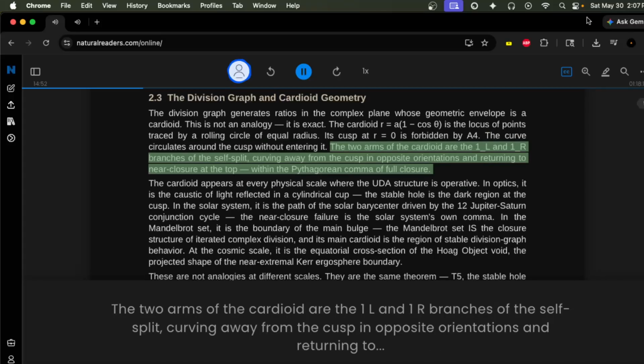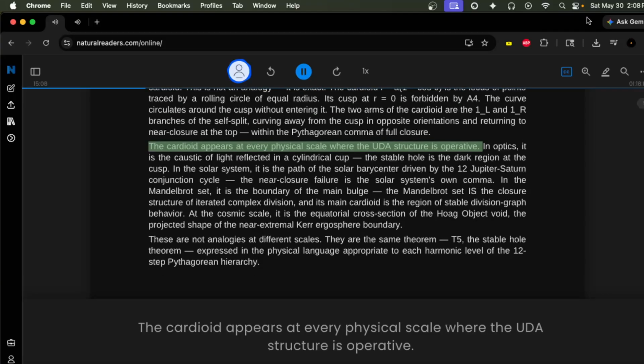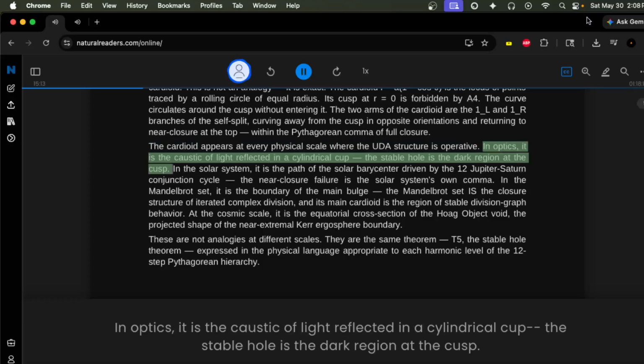The two arms of the cardioid are the 1L and 1R branches of the self-split, curving away from the cusp in opposite orientations and returning to near closure at the top, within the Pythagorean comma of full closure. The cardioid appears at every physical scale where the UDA structure is operative. In optics, it is the caustic of light reflected in a cylindrical cup. The stable hole is the dark region at the cusp.